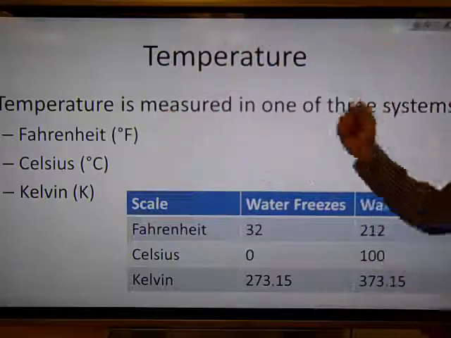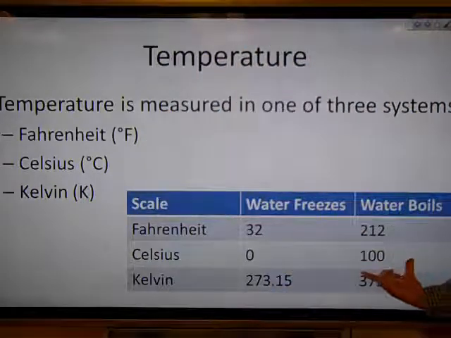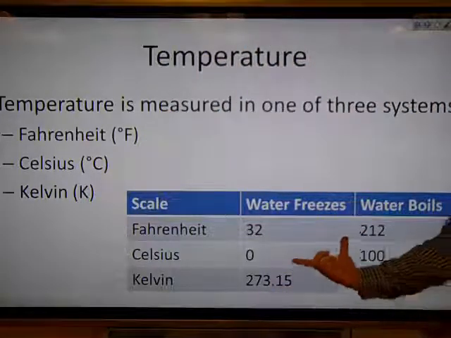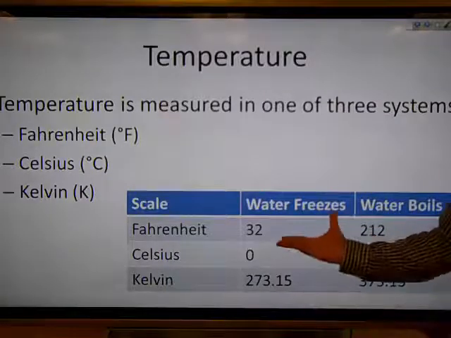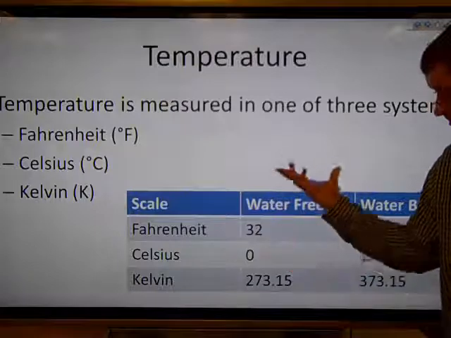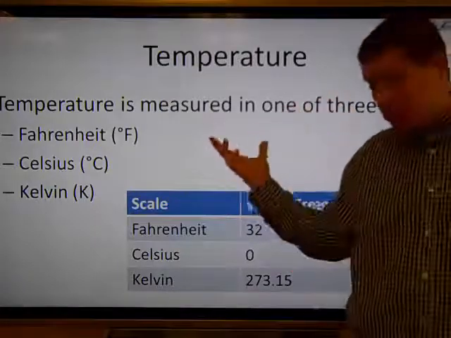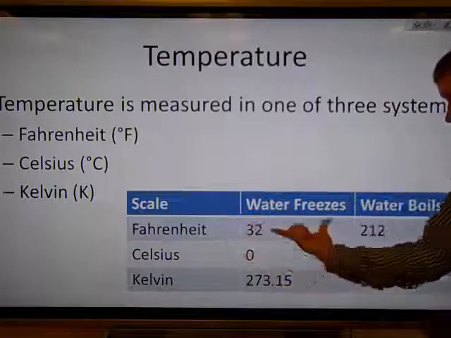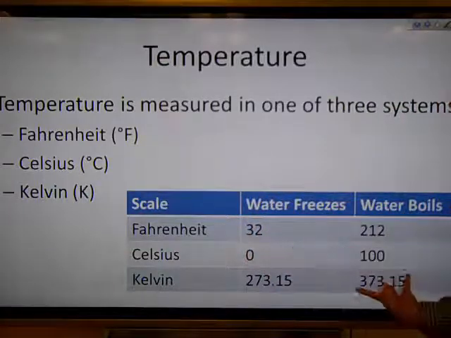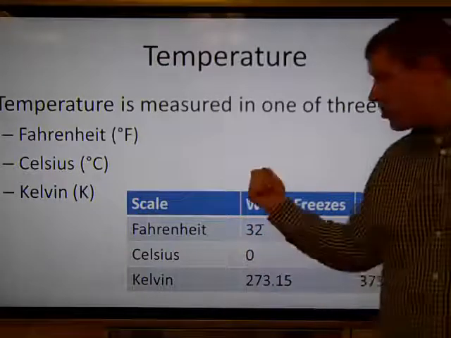With the Celsius scale, water freezes at 0 and boils at 100. This is a little bit easier to remember, those 2 points, but it also changes the size of 1 degree, because instead of 180 degrees difference, we now only have 100 degrees difference between the 2 points.